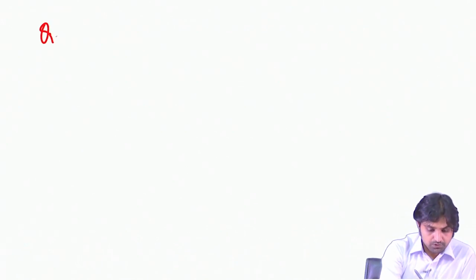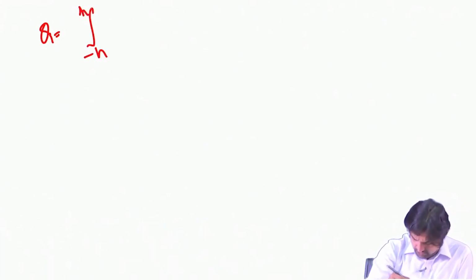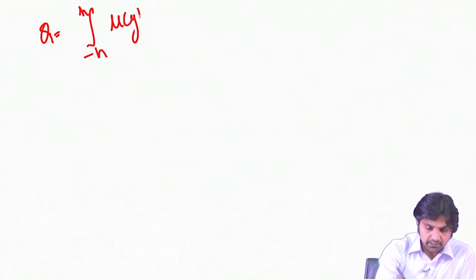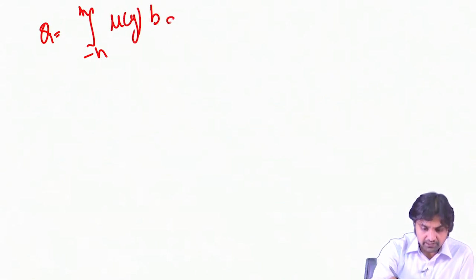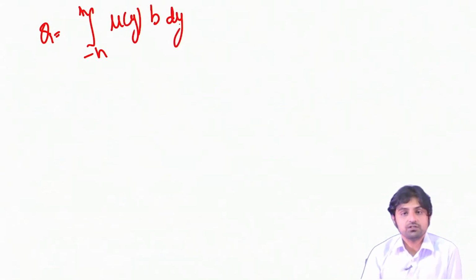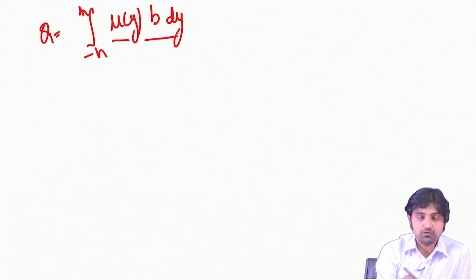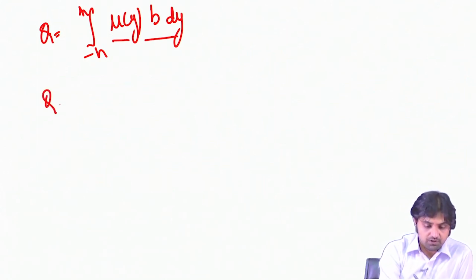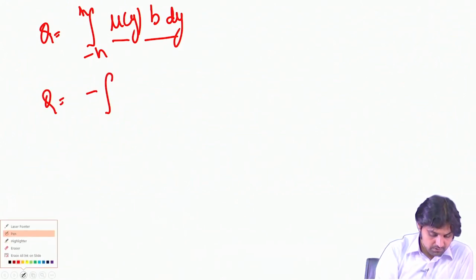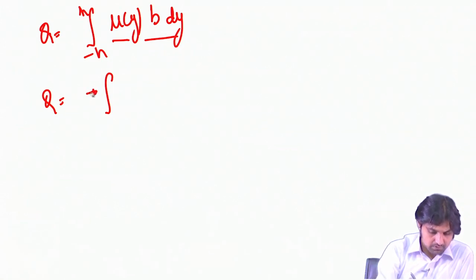So, I will write Q is equal to the integral from minus h to h of u(y) b dy. The discharge is velocity into area, this is velocity, this is area, integrated from minus h to h.